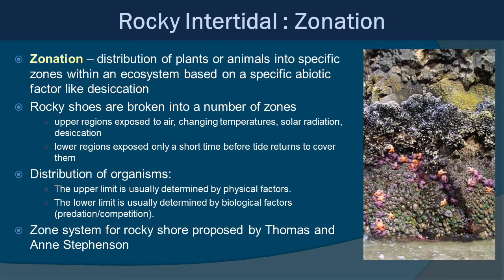How many of those factors, such as being exposed to air, high temperature, solar radiation, all that stuff, can they deal with? The lower limit of their existence on the intertidal zone, more in the wet zone, tends to be determined more by things like predation and competition for space. So, for example, one of the reasons why you have animals that tend to be able to live in the upper regions where there's not a lot of moisture, and they have adaptations for that, is because they avoid competition in the lower regions.